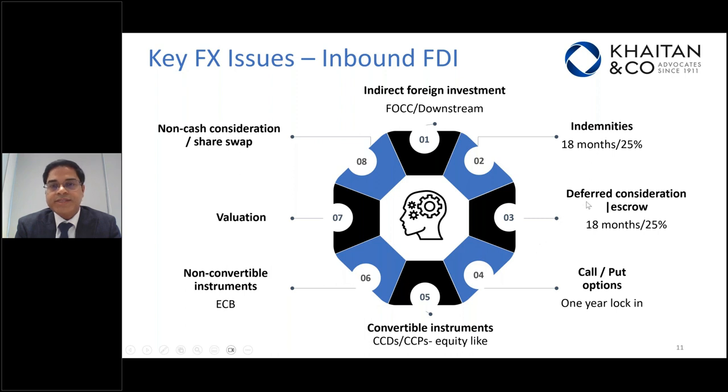And if any of these conditions are not being met, then as I mentioned, one has to take approval from the Reserve Bank of India depending on the nature of the transaction.